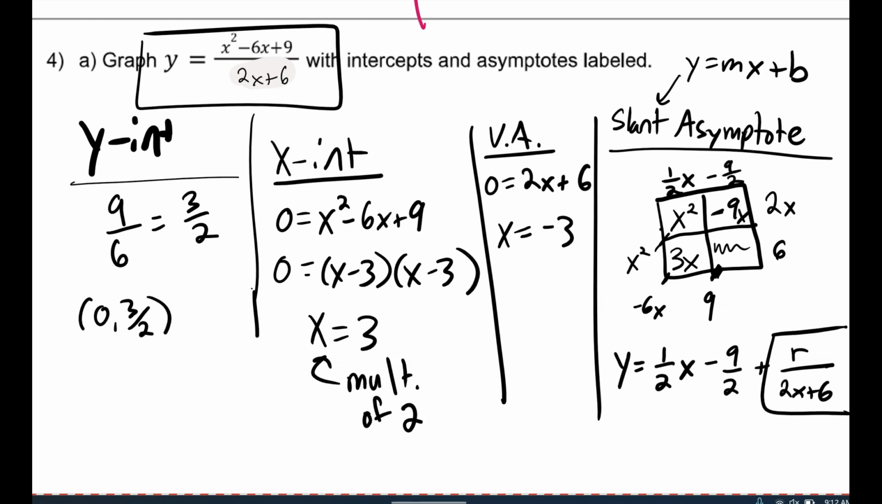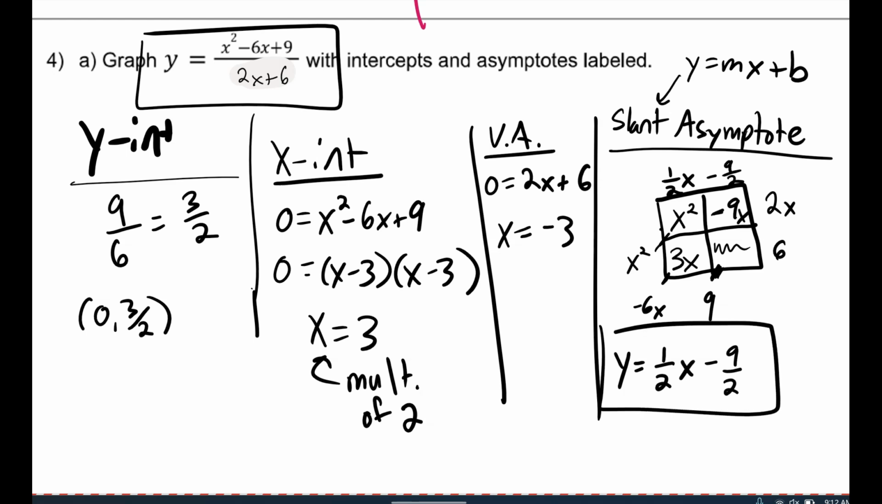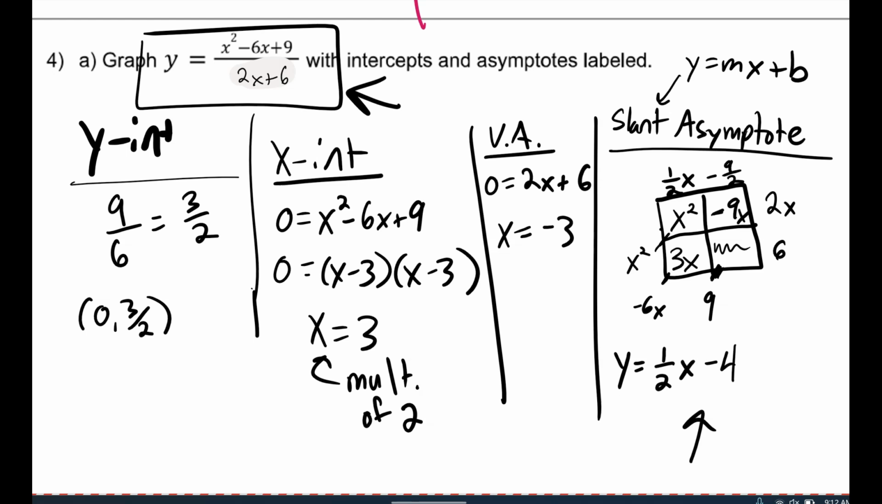And as x gets very, very large, that remainder part is going to be some constant divided by an increasingly large number that's also going to go off to 0. So instead, I'm going to label this as my slant asymptote and say that for large values of x, this function is going to start to look just like that line with a slope of 1/2 and a y-intercept of negative 9/2, or I'll write it as negative 4.5, since I'm going to try to plot that, and that might be a little bit more meaningful to me than an improper fraction.